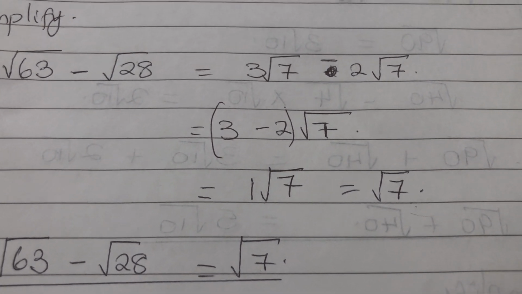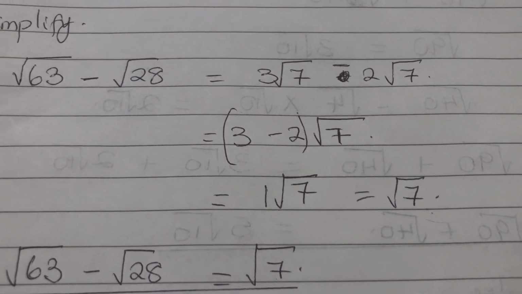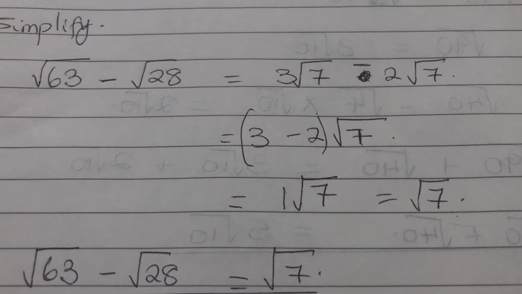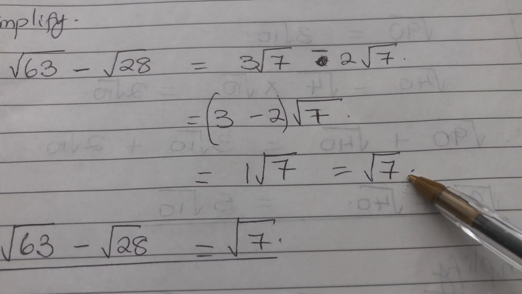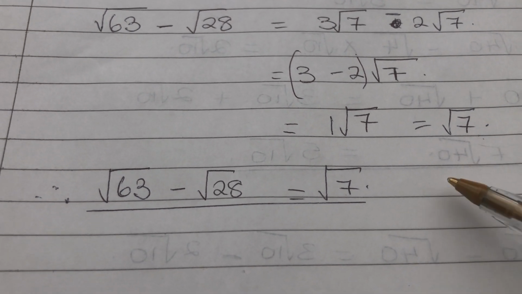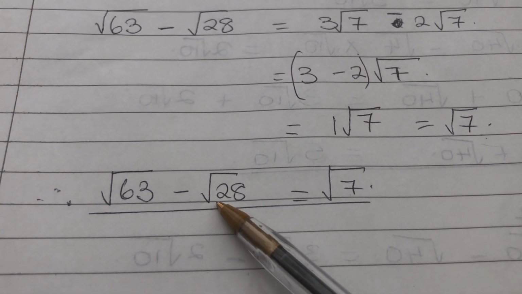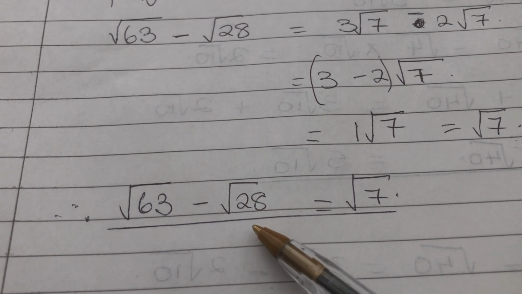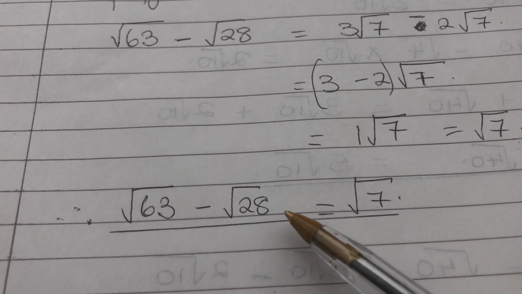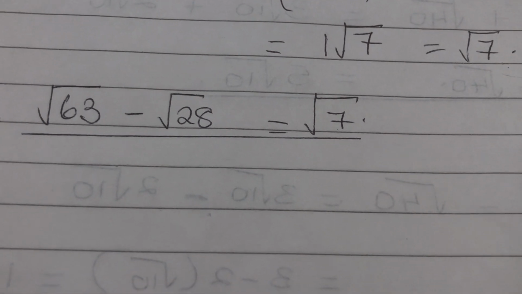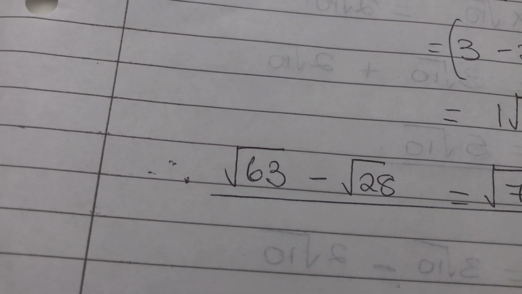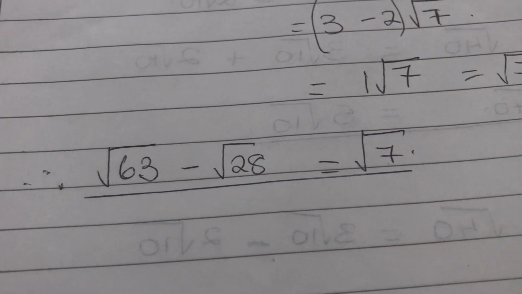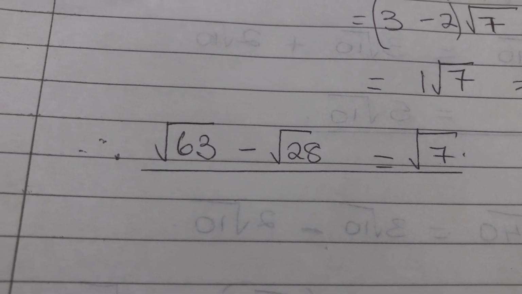It's like 1a. We don't write 1a, we normally write a. So here, you only leave it as root 7. So the square root of 63 minus the square root of 28 will become root 7. Here we are talking about simplification.